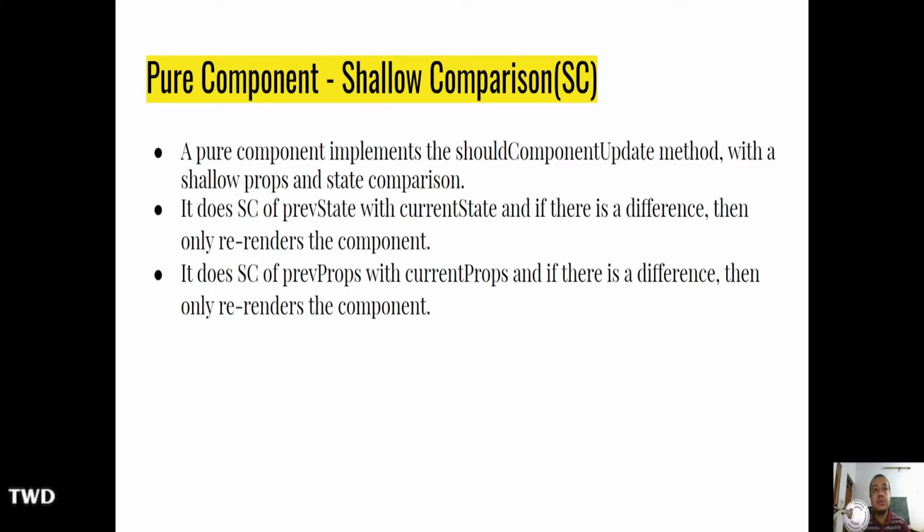how does it implement shallow comparison? A pure component implements shallow comparison in two ways. One is it compares the previous state with the current state, and if there is a difference, then only it re-renders the component. It also compares the previous props and the current props, and if there is a difference, then only it re-renders. What we have seen right now is that the child pure component was checking the props, because it is getting the prop Nabendu, and it was not re-rendering.